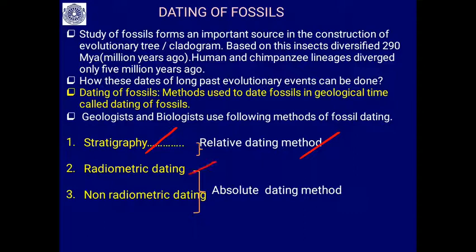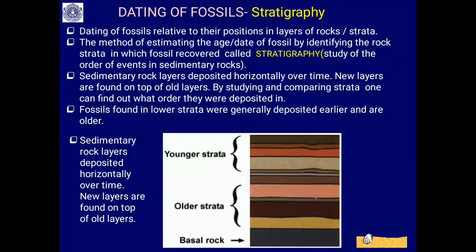Then the widely used one is the radiometric method, and the very recent one is the non-radiometric method. Both of these are absolute dating. It gives precisely which period, how exactly, what is the time that the fossil existed.